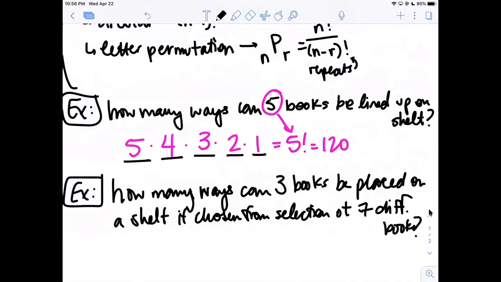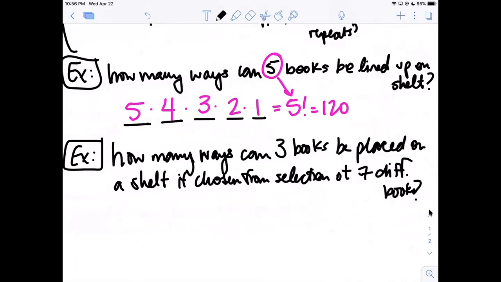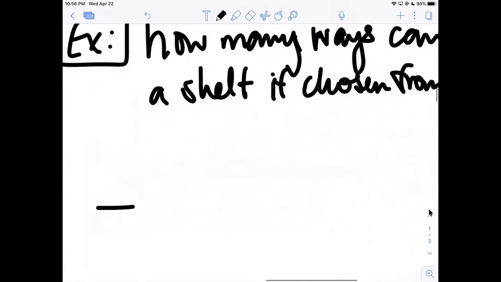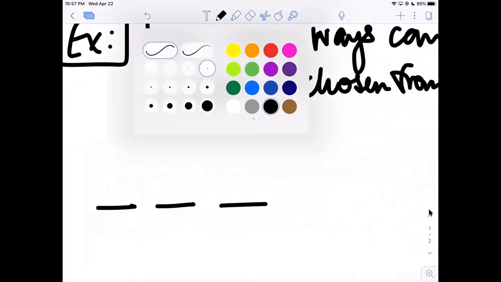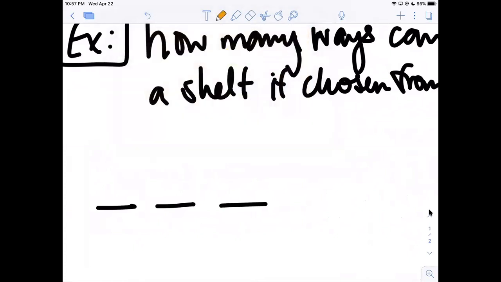So this time we don't get to do all 7, we only get to pick 3 of them. I'm going to show you how you can think of this by hand. I think it's easier to think of it by hand than plugging it into formulas, but whatever floats your boat. So I have 3 books that I can put on display. How many options do I have for the first book? I have 7 books to choose from, and I get to pick 3 of them. So for the first book, I have 7 different options. Now that I've used that first book, I've used one of my 7, so I only have 6 left to choose from. Now I've used 2 of my 7, so I only have 5 left to choose from.